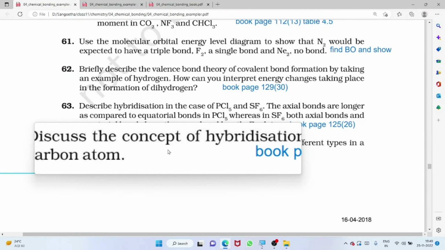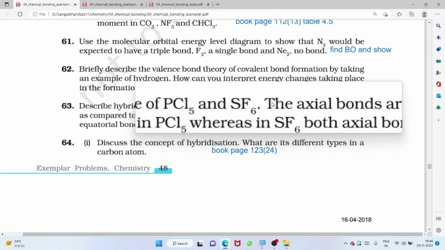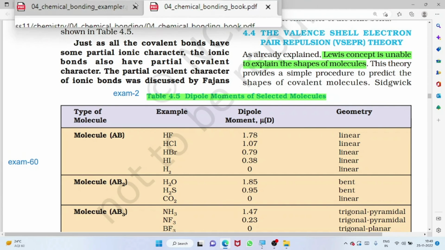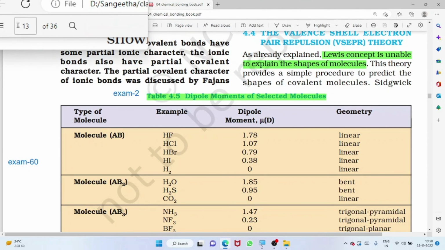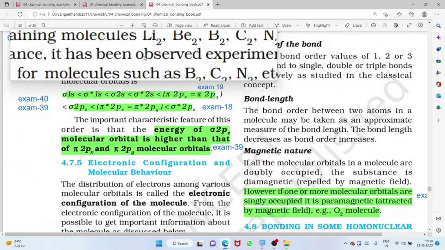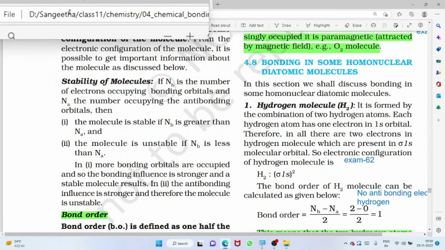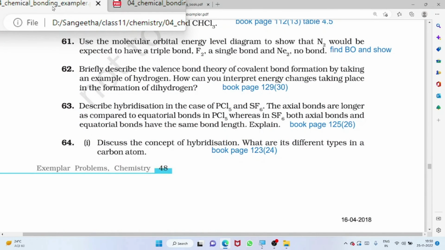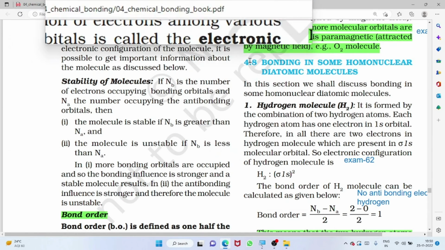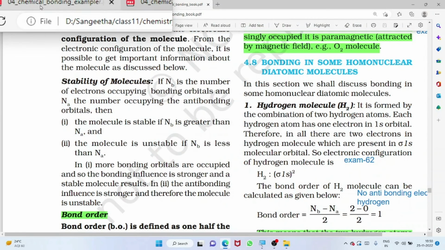Briefly describe the valence bond theory and bond formation by taking the example of hydrogen. How can we interpret the energy changes taking place in the formation of dihydrogen? So how this hydrogen molecule is formed and the other details you can go through here. The changes taking place in the formation of dihydrogen, so you can go through this and answer the question.